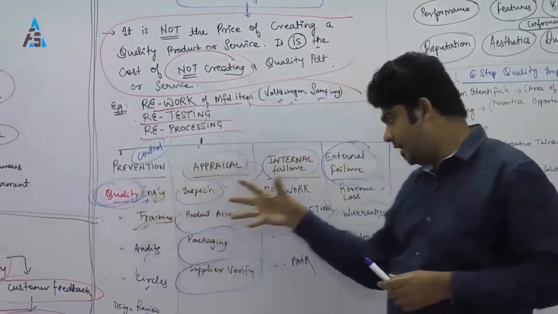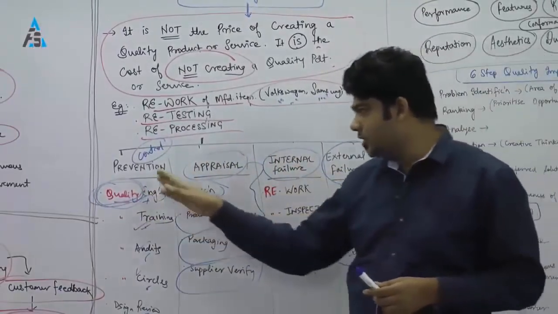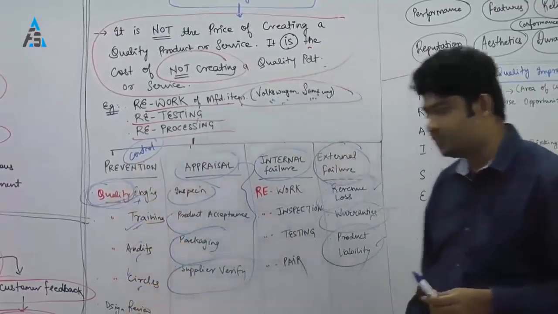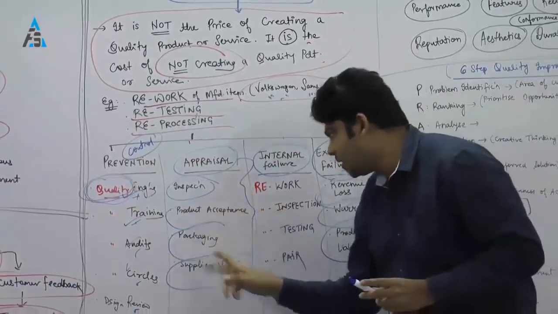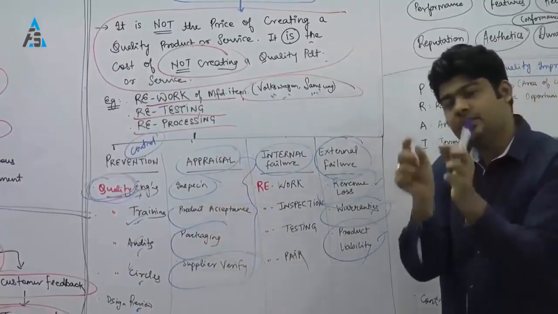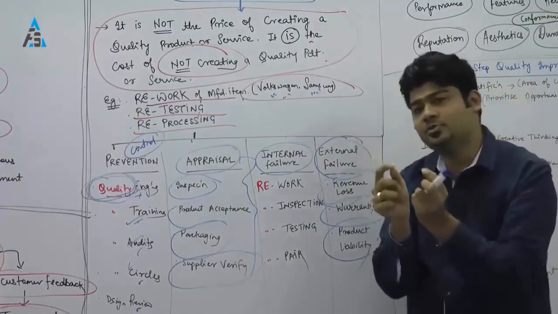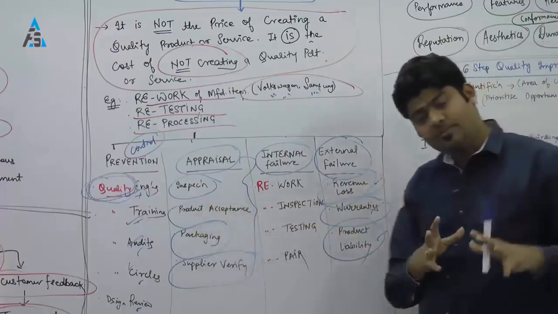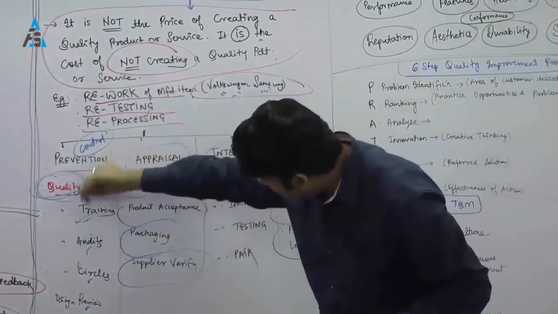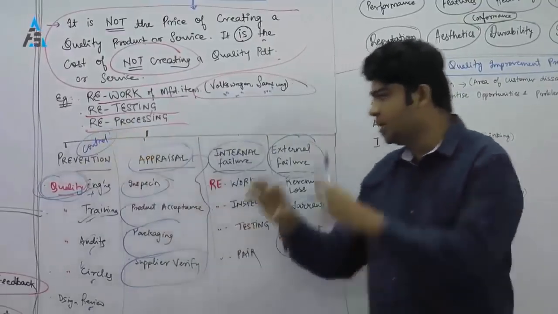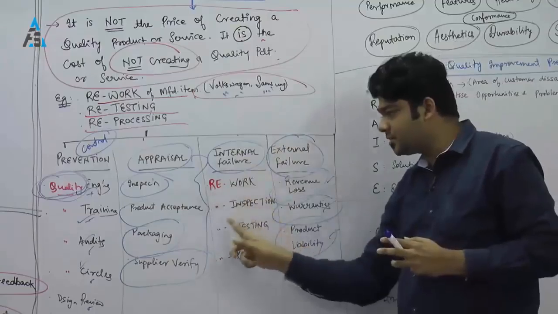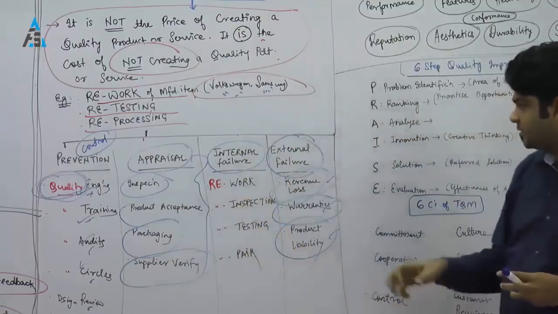As I said, favorite question of institute. So prevention: quality engineering, quality training, quality audit, quality circles, design review. Second, appraisal: inspection related to the product, product acceptance, whether the packaging is done properly, whether the supplier was verified properly, internally raw material, WIP, FG, the whole product made. Now if there is any internal failure, rework karo, re-inspect karo, retest karo, repair karo.